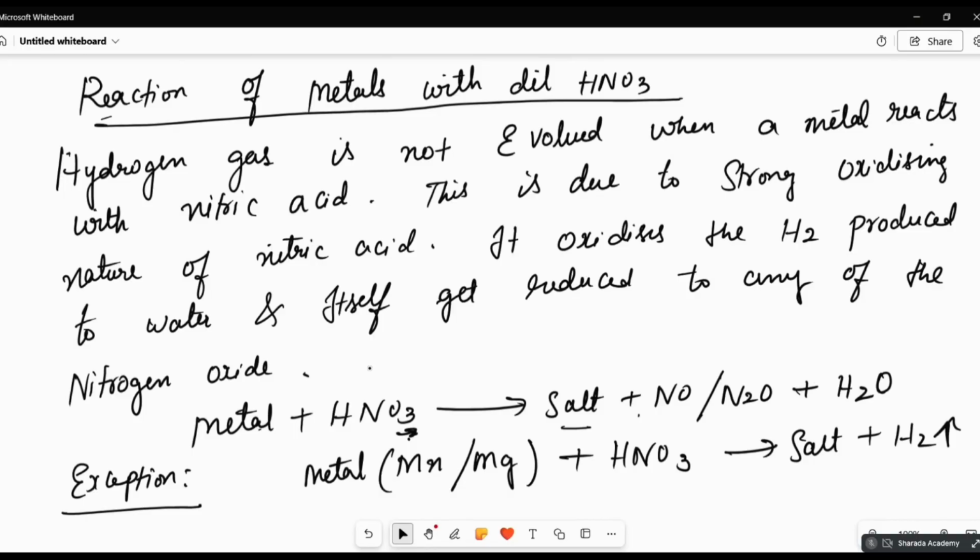But the only exception is when it is reacting with magnesium or manganese. With magnesium or manganese, we get salt plus hydrogen. It is the exception what we see. This is very important. They ask questions regarding this. With magnesium and manganese, it is an exception. When they react with nitric acid, they form salt plus hydrogen only. Okay.